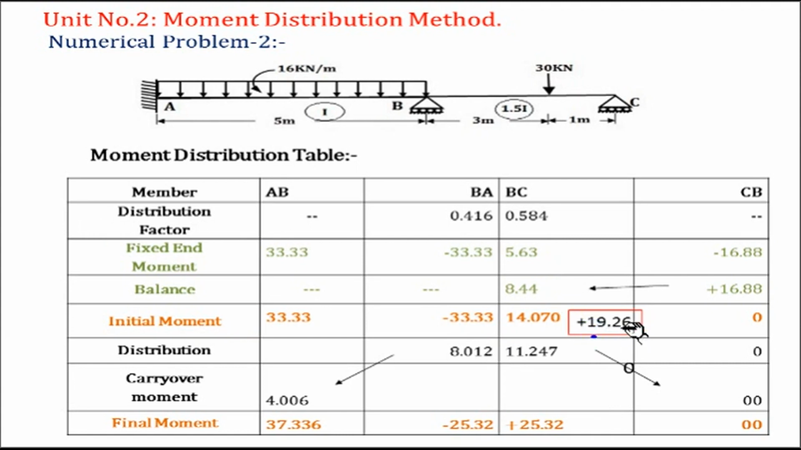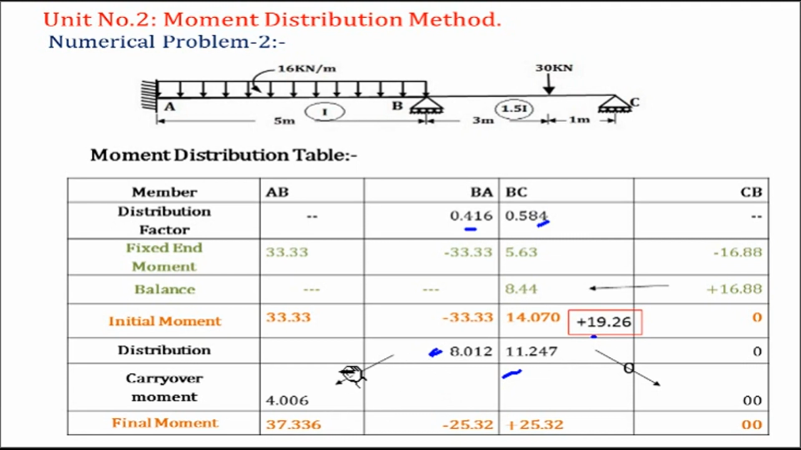Now plus 19.26 into distribution factor 0.416 is equal to distributed moment 8.012. Now again plus 19.26 into 0.584 is equal to 11.247. So these are the distribution moments.